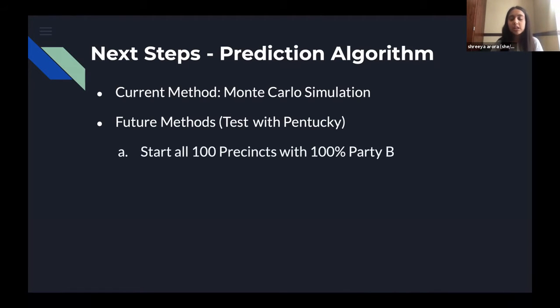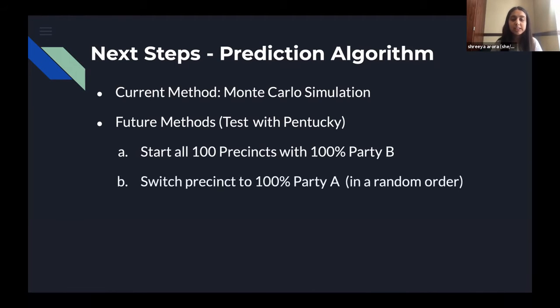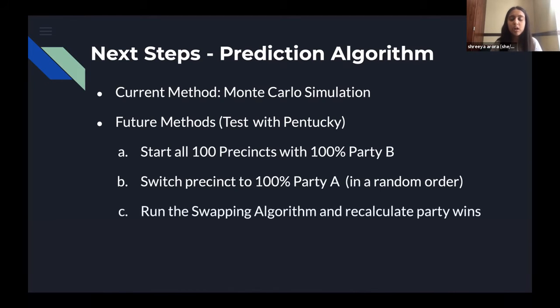We started all 100 precincts with 100% Party B. Then we would switch a single precinct to 100% Party A, run the swapping algorithm, and recalculate how many wins each party has. Then we continue to repeat that in a random order of the precincts, switching from 100% Party B to 100% Party A and seeing how that affects the vote counts and which party would win the majority of the districting seats.